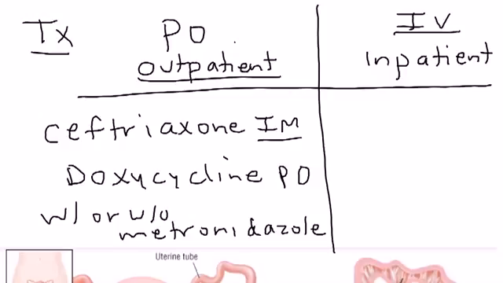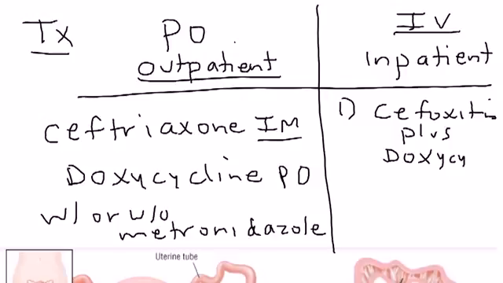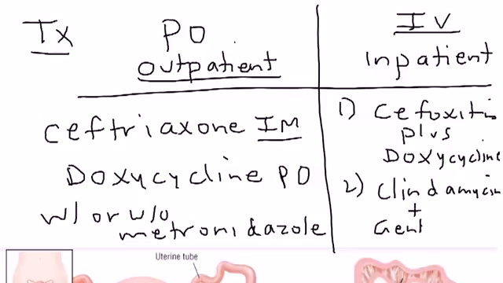Inpatient IV treatment is done if you feel that the patient will not have compliance, or if the patient is very severe in their symptomatology, and that can be decided by a physician based on the presentation. And there's several ways. One way is giving a cephalosporin like cefoxitin plus doxycycline. And then another way is, sometimes people are allergic to penicillin, so you give clindamycin and gentamicin. So there's a couple ways of treating it.